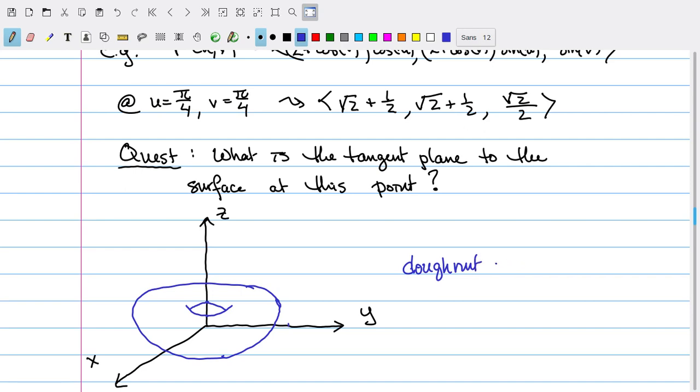Or mathematically, we like to call that a torus, just so that we don't get hungry. And the point that I'm looking at is where x and y are the same, and z is root 2 over 2. So it's some sort of point like over here-ish on that surface. And I can think about the tangent plane, which is this guy coming right here, and I'm trying to find an equation for that tangent plane. Try to figure that out.